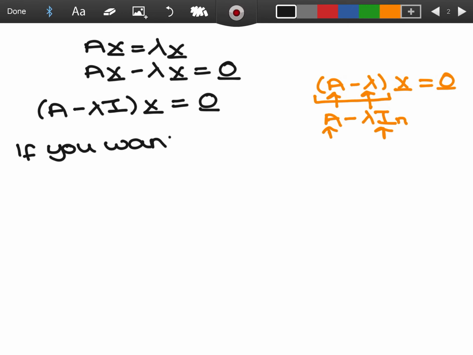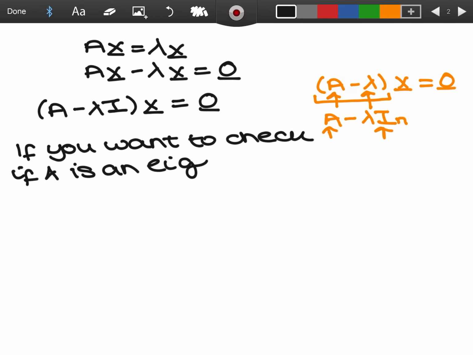So if you want to check if lambda is an eigenvalue, all I want you to do is to calculate A minus lambda I. So you get your matrix A that they give you in the problem, and you're going to subtract lambda I from it.